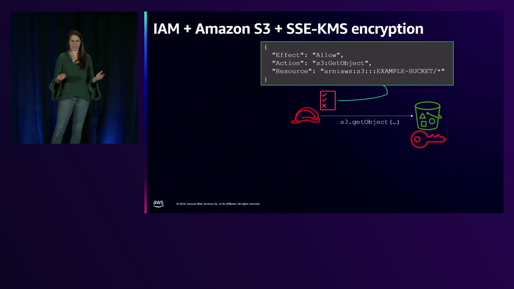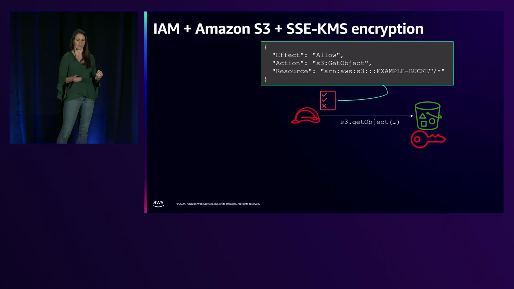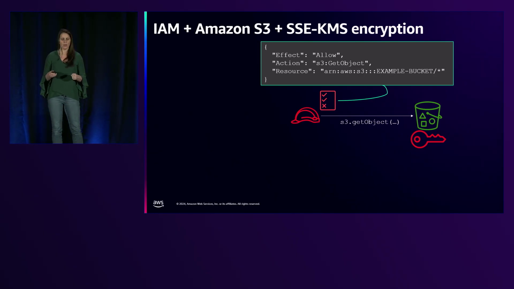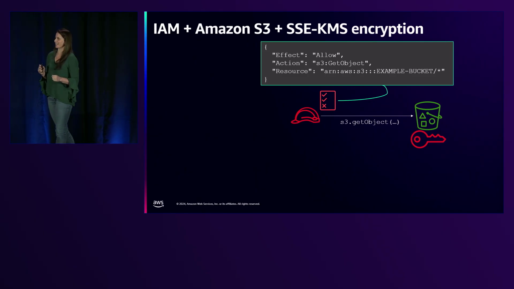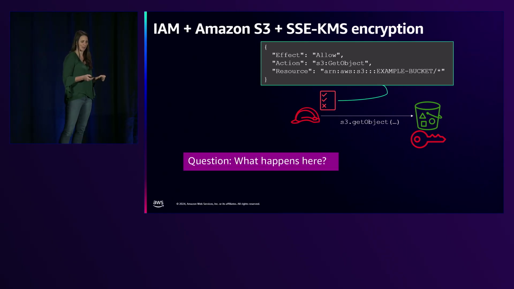So here I have my same policy that says that I can get objects in this bucket. It's actually a slightly different policy because the wildcard here means that I can get all objects in this bucket. Raise your hand if you think I'm going to be able to read this object. And raise your hand if you think that I can't. All right, well, let's take a look at what's happening here.